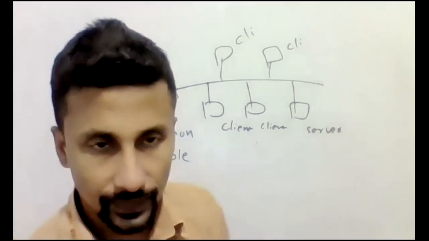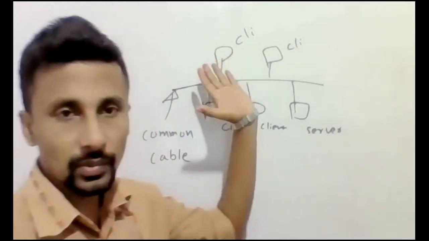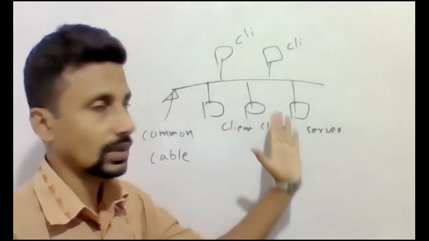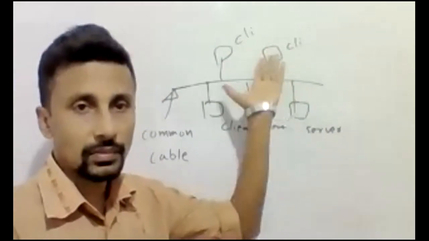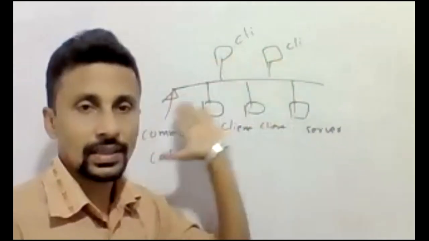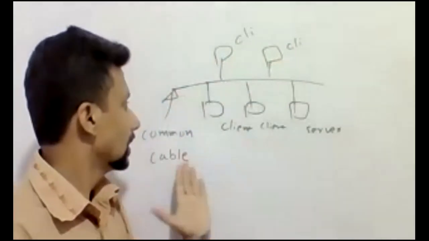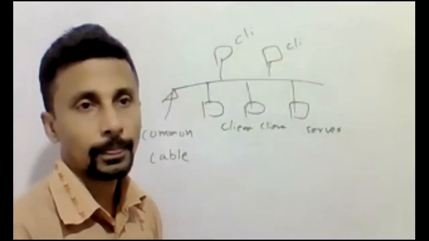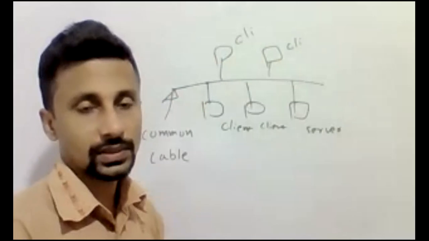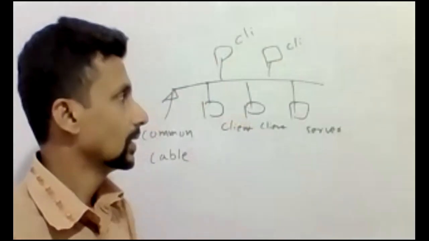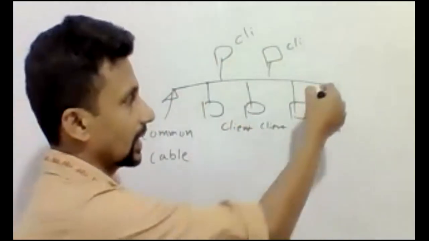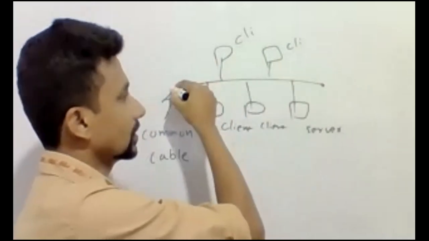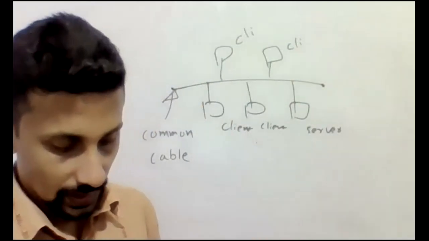Now here, you can add or remove computers at any time because nothing will happen to the other computers. If one is damaged or removed, whatever it is, it's fine. But if something happens to this common cable, then the whole network will have a problem because it can't function, right? There are separate connectors to connect this cable.